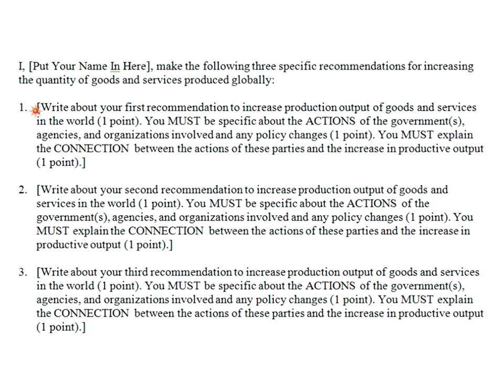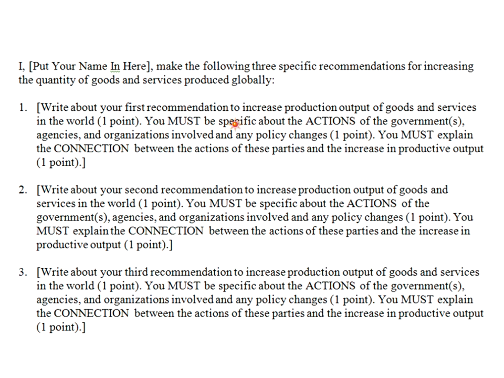Then, under this 1 here, I'll highlight this and I'll do my first recommendation. Meaning I want to delete these words and write over top of it. What am I going to write? Well, what I want you to write is, write about your first recommendation to increase production output of goods and services in the world. And you'll get 1 point for giving me 1 specific recommendation. Then you'll get your second point.